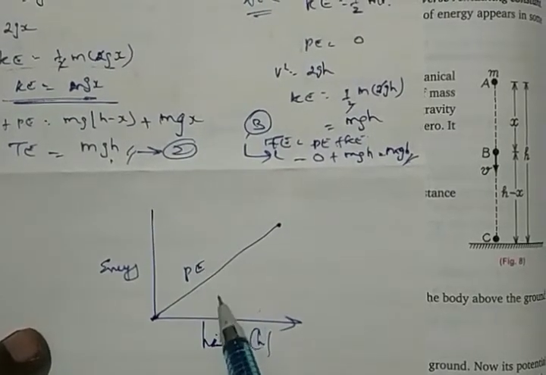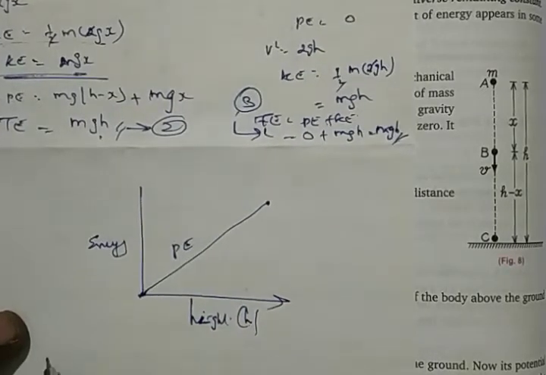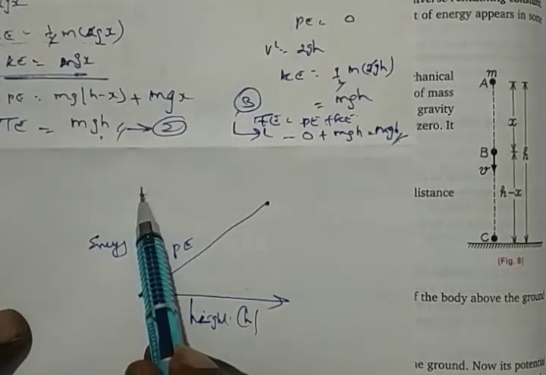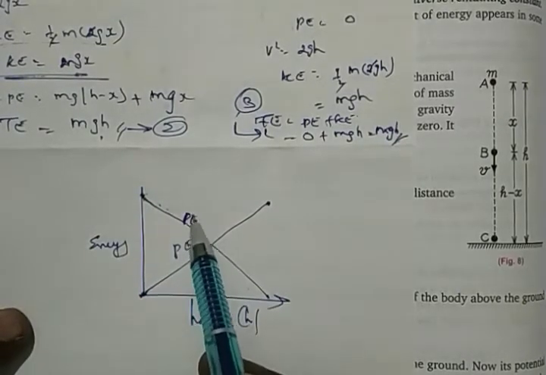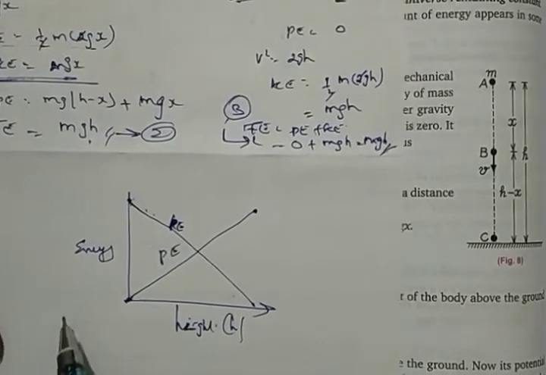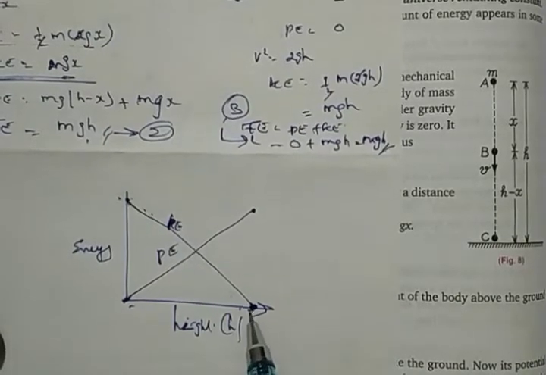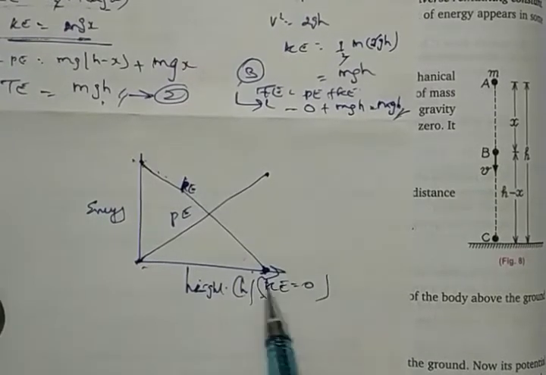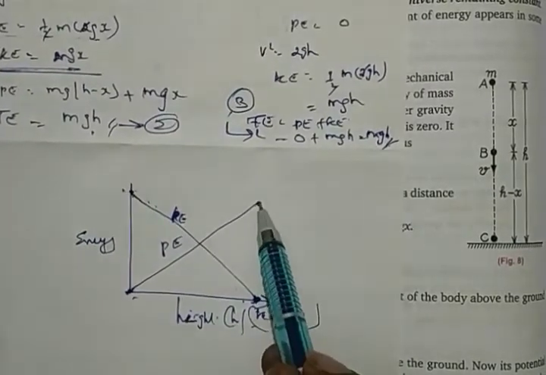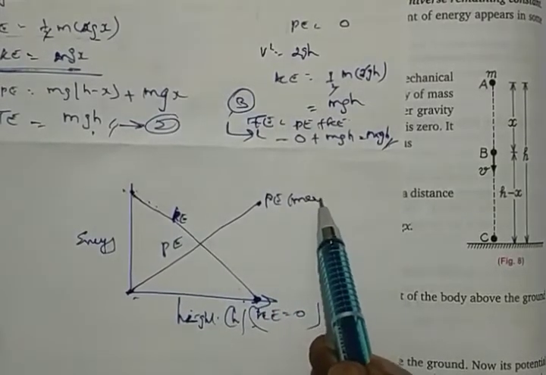Now what happens to the kinetic energy? The kinetic energy happens the other way around. It starts from here and finally drops down. This is kinetic energy. It will come from top to bottom. As the height increases, at the topmost point, the kinetic energy will be 0. So kinetic energy is equal to 0 at the topmost point, and here potential energy is maximum. Potential energy is maximum at the topmost point.